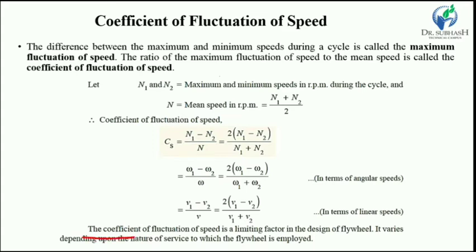Okay, the coefficient of fluctuation of speed is a limiting factor in the design of a flywheel. So the coefficient of fluctuation of speed is a very important factor to design the flywheel. It varies depending upon the nature of service to which the flywheel is employed. So the value of the coefficient of fluctuation varies, and it is selected as per the situation where the flywheel is used.